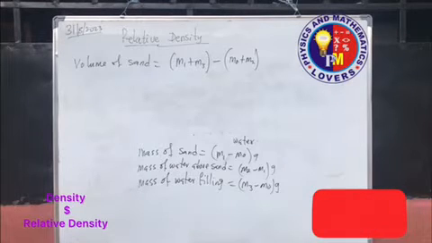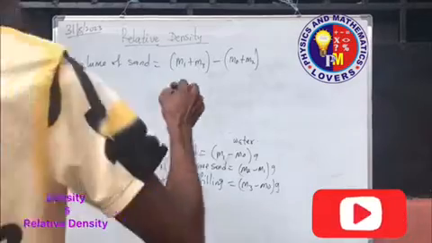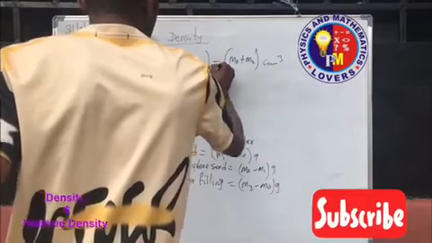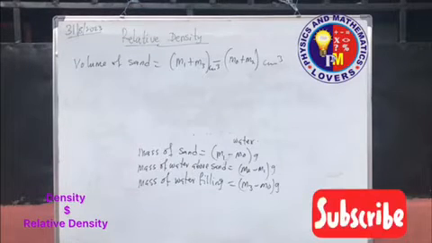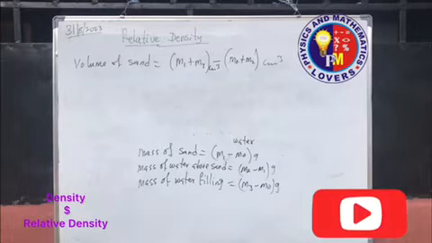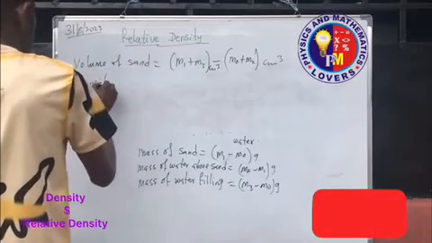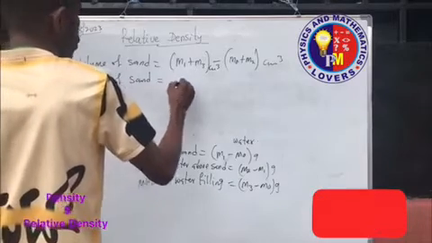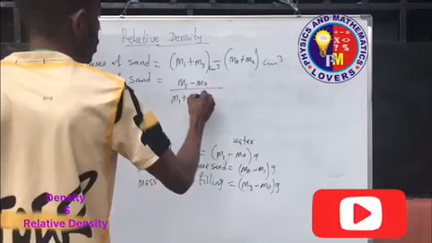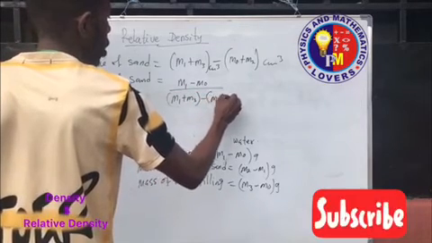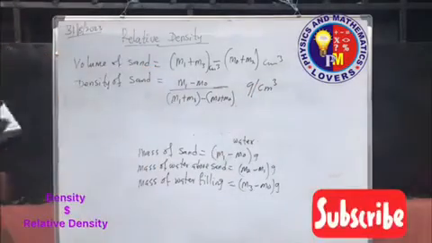So therefore density now is equal to mass over volume. We already know that. Density is equal to mass over volume. We already know the mass of the solid as M1 minus M0. That is the empty bottle. So density of sand is equal to M1 minus M0 all over M1 plus M3 minus M0 plus M2. Remember, this one is going to be gram per centimeter cube. This is density. I'm not talking about relative density yet.